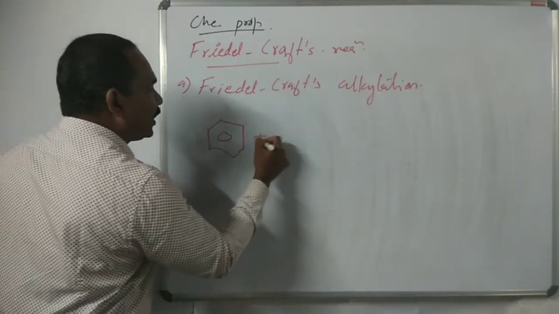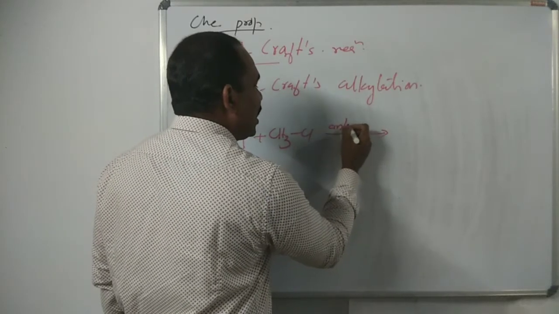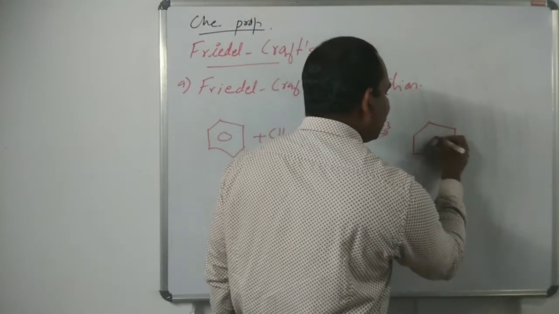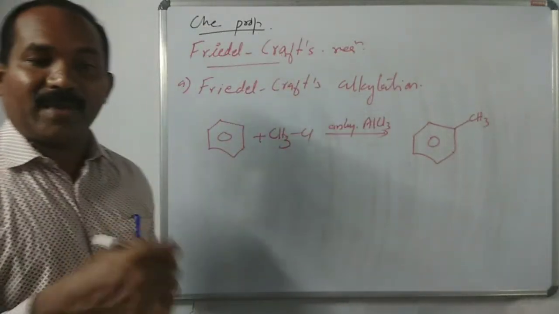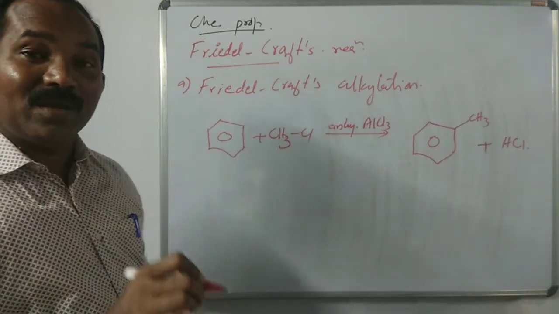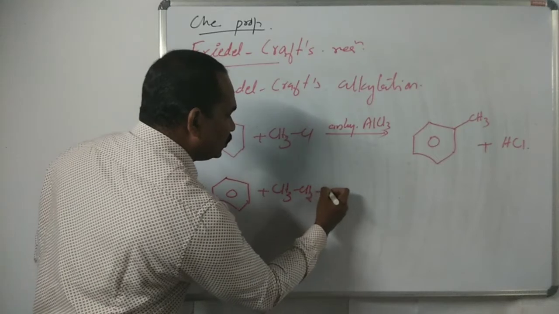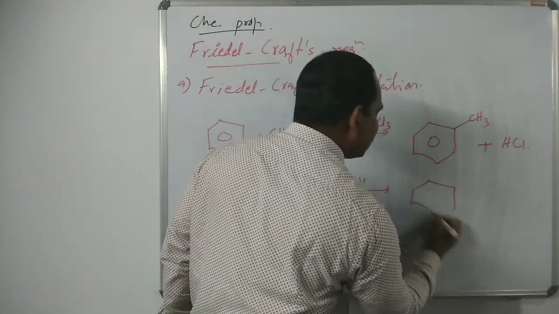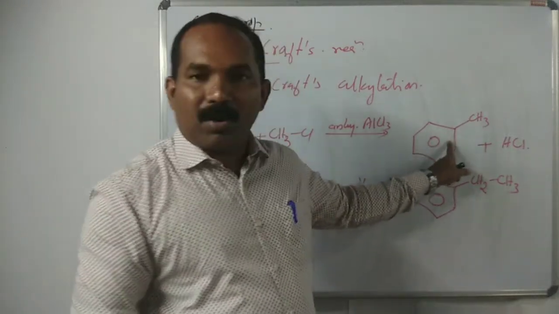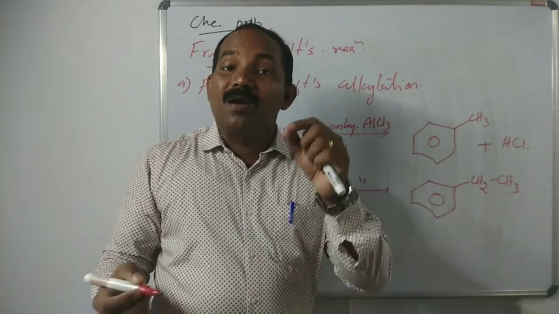Benzene plus alkyl halide. The catalyst is anhydrous AlCl3. We get toluene as a major product, plus HCl. Byproducts are usually denoted in organic reactions. When you take ethyl chloride, CH3CH2Cl, what is the product? That is ethylbenzene. When you take methyl chloride, you get toluene or methylbenzene.